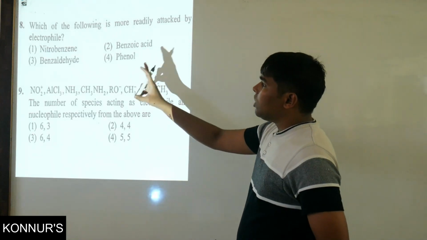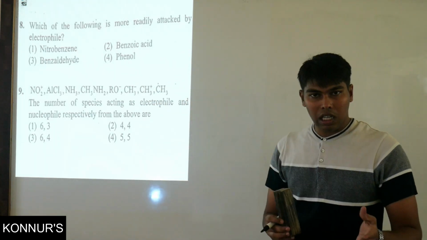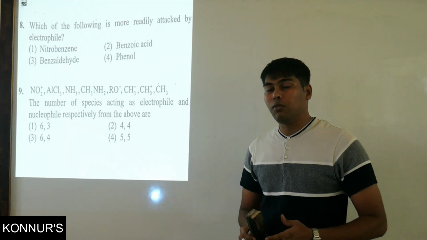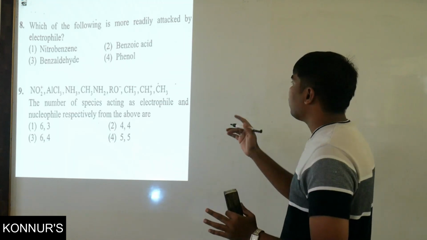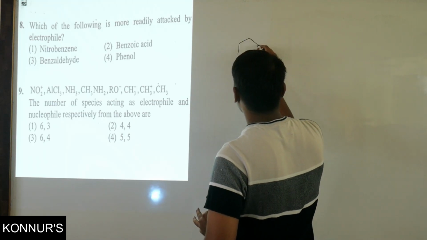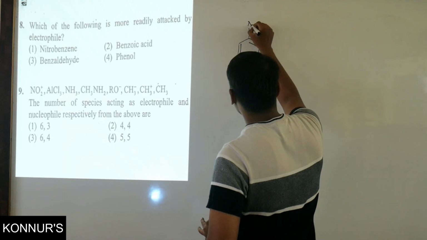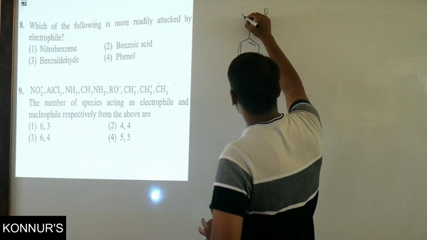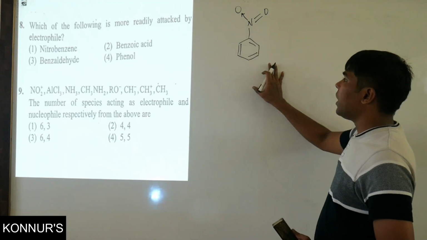So in nitrobenzene, the nitro group attached is an electron withdrawing group. In benzoic acid, the carboxylic acid group is also an electron withdrawing group, and even benzaldehyde contains an aldehyde group. I will tell you, see the structure of all these things. So in nitrobenzene, where the coordinate bond between nitrogen and oxygen, this is nitrobenzene.